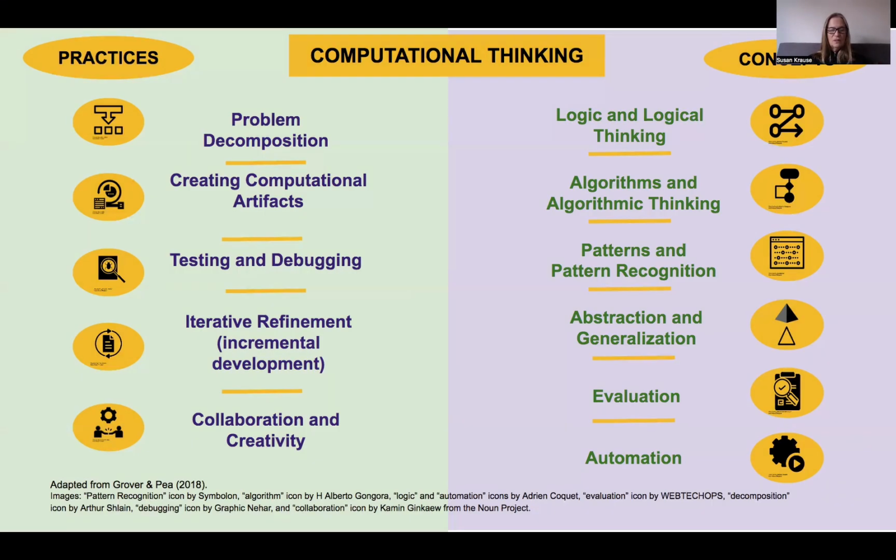Iterative refinement, which is constantly refining our code and our solutions to make sure that they are the most effective and efficient solutions. And collaboration and creativity, which is a life skill, and our computational thinking concepts encourage collaboration and unique ideas placed into solutions. These are the practices that our students are actually doing. The concepts that they are learning while they're doing these practices are logic and logical thinking, algorithms and algorithmic thinking, patterns and pattern recognition, abstraction and generalization, evaluation, and automation.